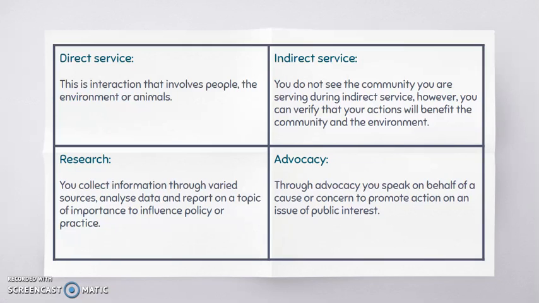So we have direct service. This is interaction that involves people, the environment, or animals. With indirect service, you do not see the community that you are serving during indirect service. However, you can verify that your actions will benefit the community and the environment. In research, you collect information through varied sources, analyze data, and report on a topic of importance to influence policy or practice. And then finally, we have advocacy. Through advocacy, you speak on behalf of a cause or concern to promote action on an issue of public interest.